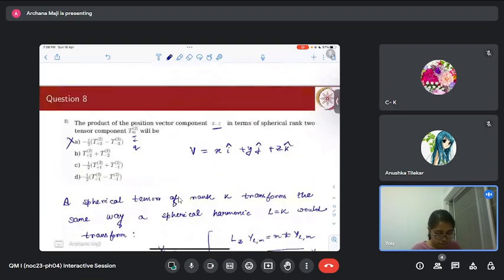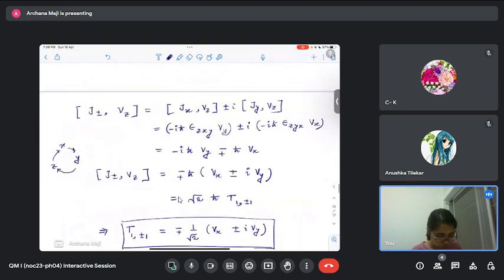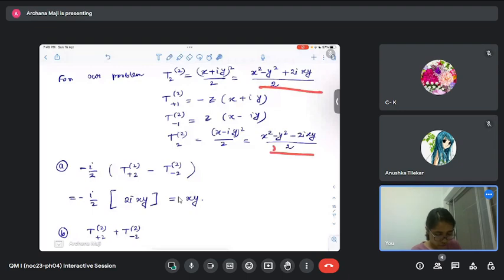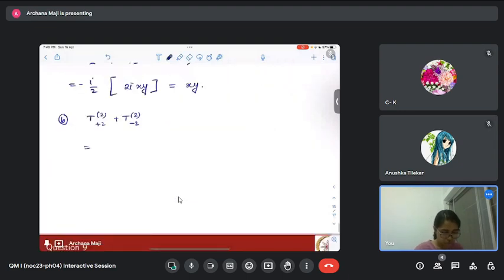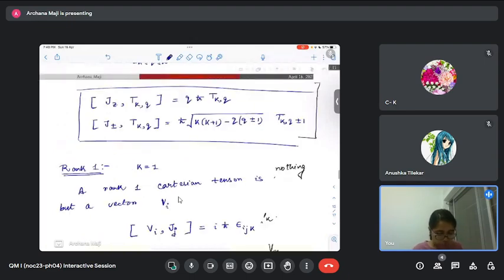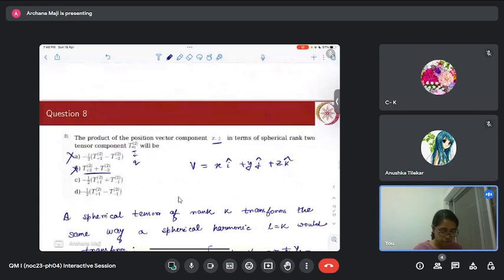Let's add the two. If we add the two, B option is saying plus, and that will give us, if we add these two, we will get x square minus y square. So B is also not correct. C option, minus half T2 plus 1 plus T2 minus 1.